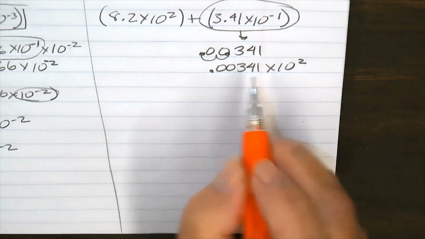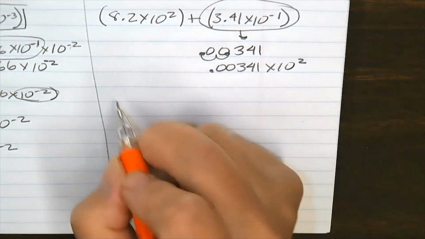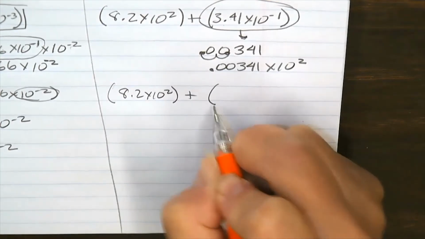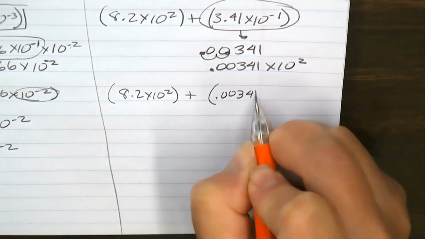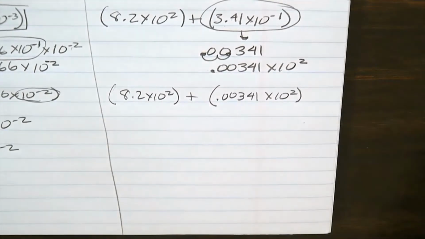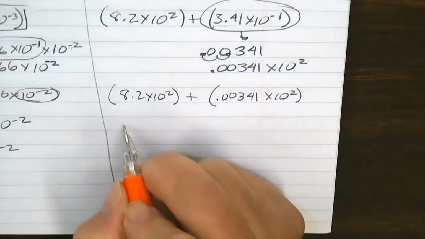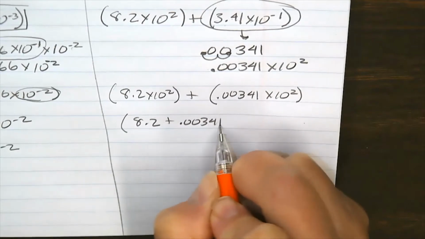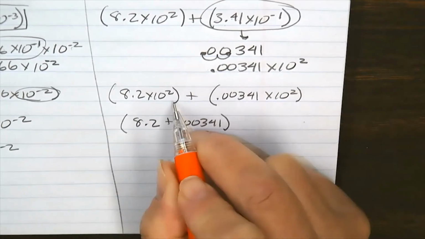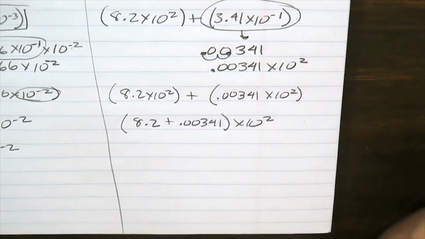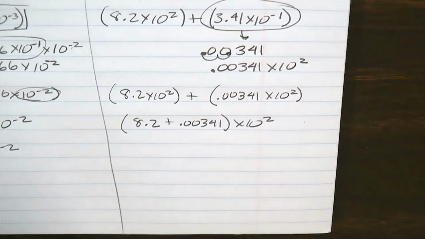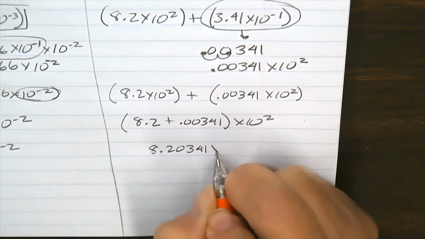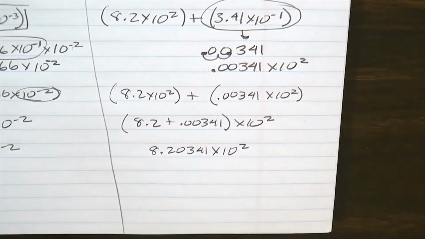Okay, so now I have matching powers. I now have 8.2 times 10 squared plus 0.00341 times 10 squared. Okay, I'm going to add. And my power of 10 is the same. So I've got 8.2, so I'm going to end up with 8.20341 times 10 squared.